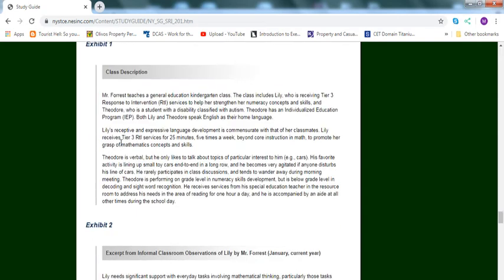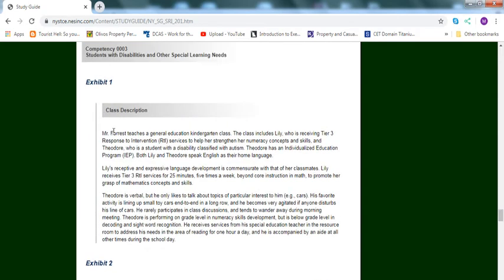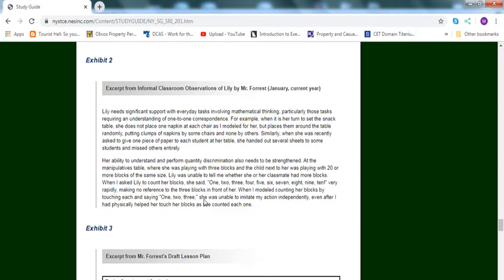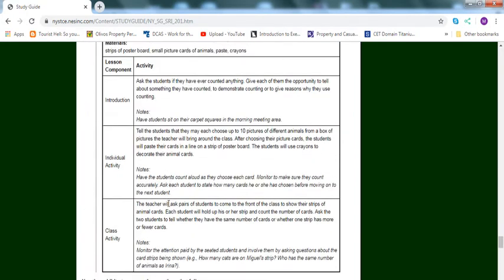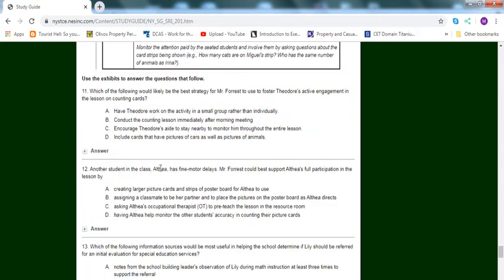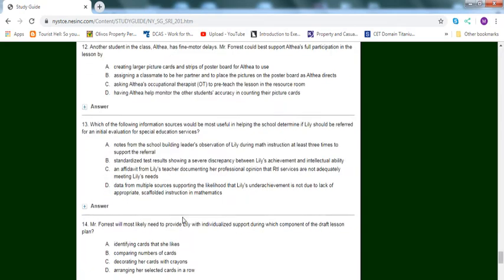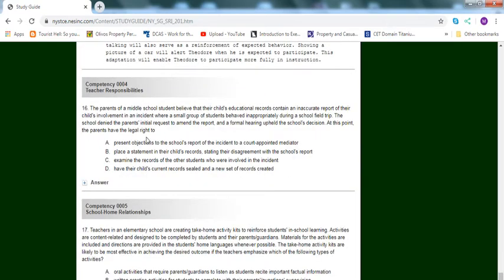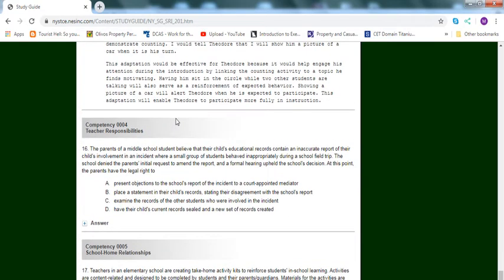Again, this is an excerpt for the students with disabilities. You read through these passages. This is an excerpt from an informal classroom observation for Lily's Miss Forest's. Again, another excerpt, excerpt 3, with a lesson plan. Once you do that, you start answering these questions. Obviously, you read through the question, and again, there's going to be a final essay. And obviously these are the three heavy parts.